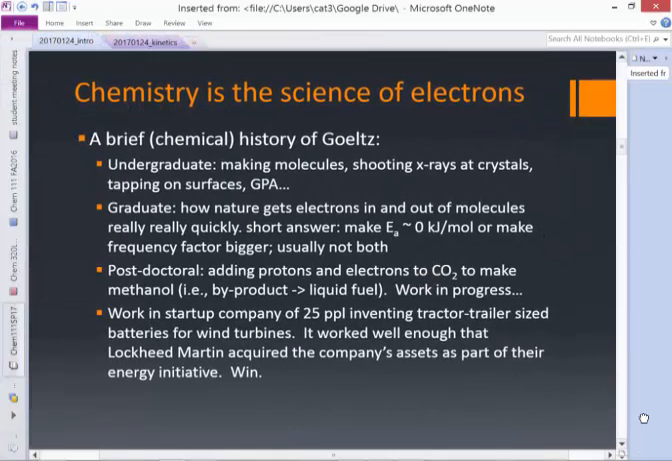A friend once said, chemistry is the science of electrons. I'm not sure how much to take away from that at this age, but we talk about the elements, we talk about molecules, but what really determines what happens in a reaction is the electrons. Here's some of the stuff that I have done.